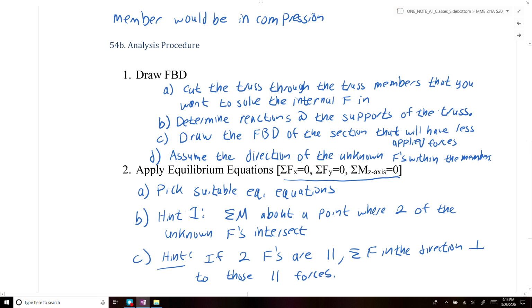All right, so that concludes the method of sections. We'll do a couple of example problems for you to see, and then you should be able to attempt it during your homework.